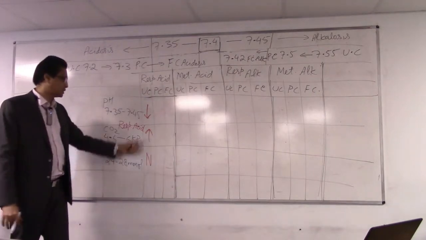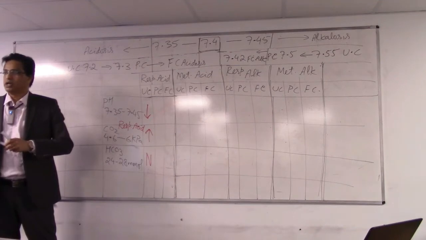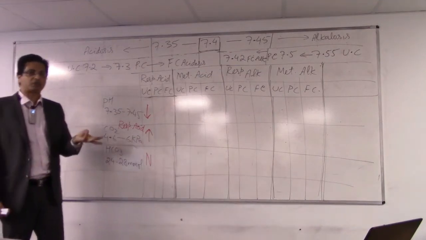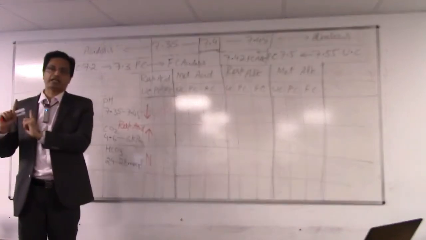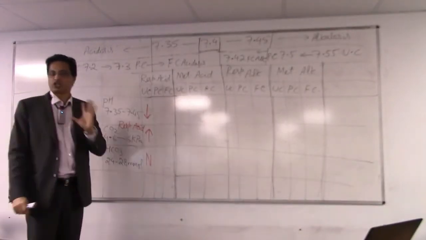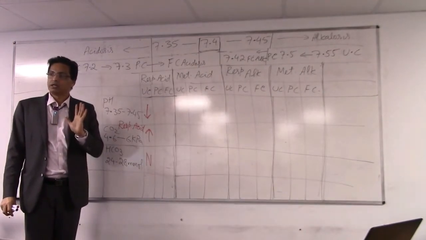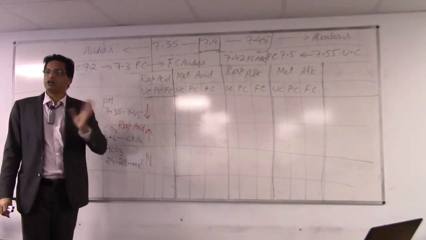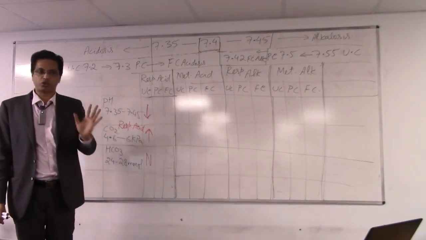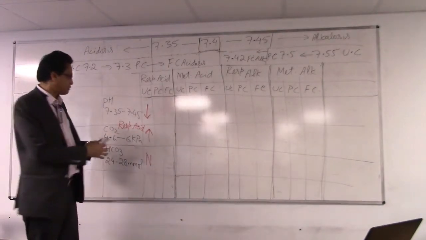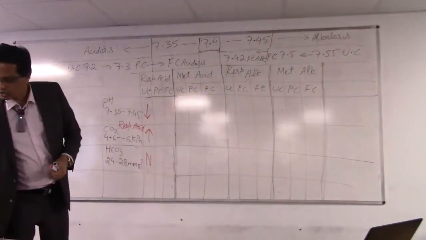So now all of you know the uncompensated state of respiratory acidosis. What is the blood picture in uncompensated respiratory acidosis? Acidosis means pH will be low. Respiratory means CO2 will be high. Uncompensated means bicarbonate is normal. All of you understood so far? Yes. Remember, the primary pathology there is carbon dioxide.